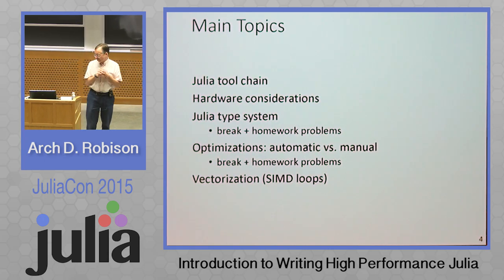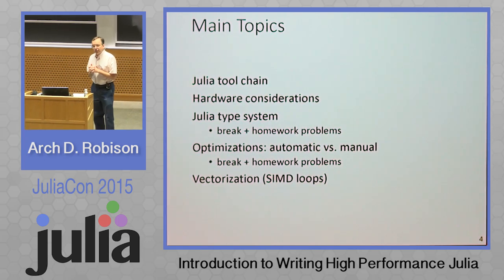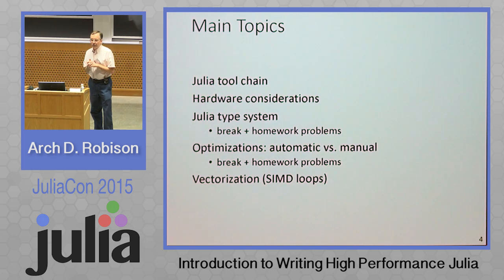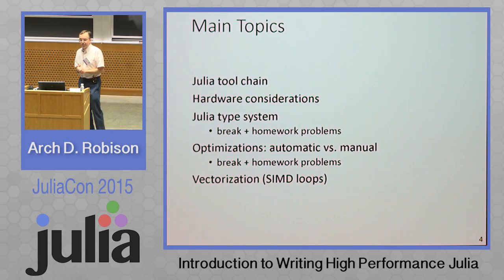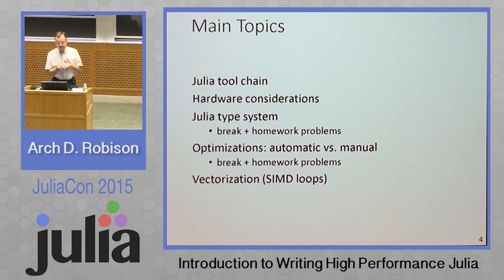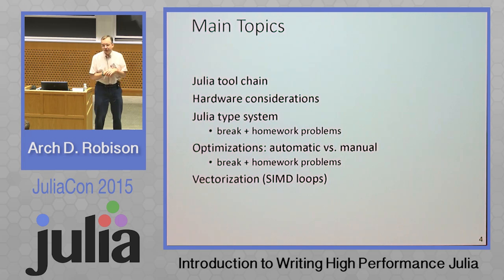Just to get a quick summary of the topics, I'll cover first the Julia tool chain. Then I'll go into a little bit about the hardware considerations, because to get performance out of a Julia program, you basically have to get performance out of the hardware. So you have to have a little bit of understanding of how the hardware works. Then I'll go into the Julia type system, and that's where most of the action is. And we'll have a break, and I have a few easy homework problems that I was assigning the class to do in class, since we're not coming back.